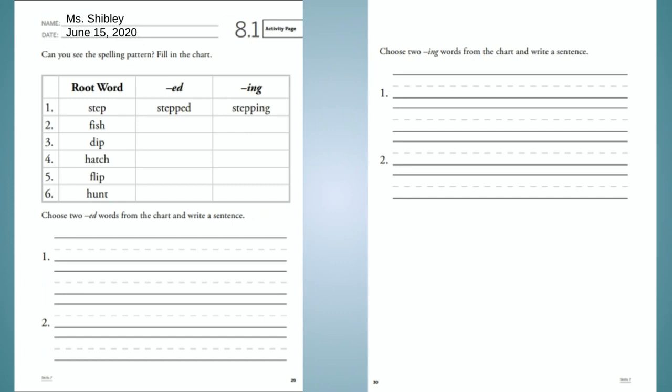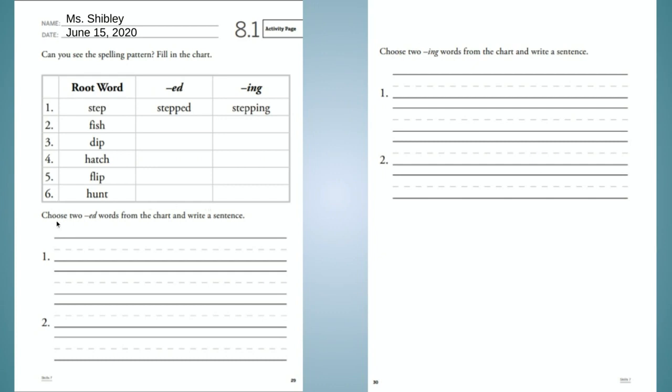Okay, welcome back. Can you see the spelling pattern? Fill in the chart. On this side, we have our root words, and then we have our endings, ed and ing. So we have step, fish, dip, hatch, flip, hunt. We have to figure out which of these words we have to double our consonant at the end of.